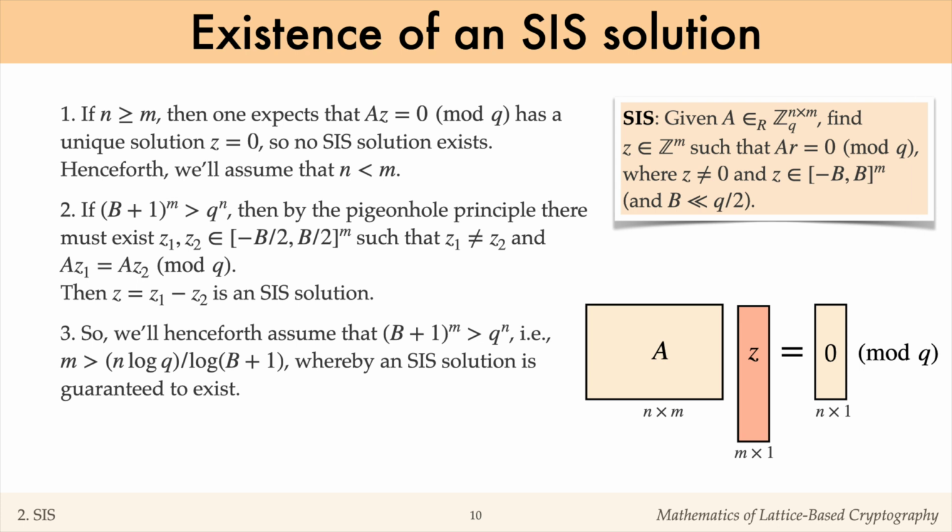Thus, z is an SIS solution. We'll henceforth assume that (b+1)^m is greater than q^n, whereby an SIS solution is guaranteed to exist.